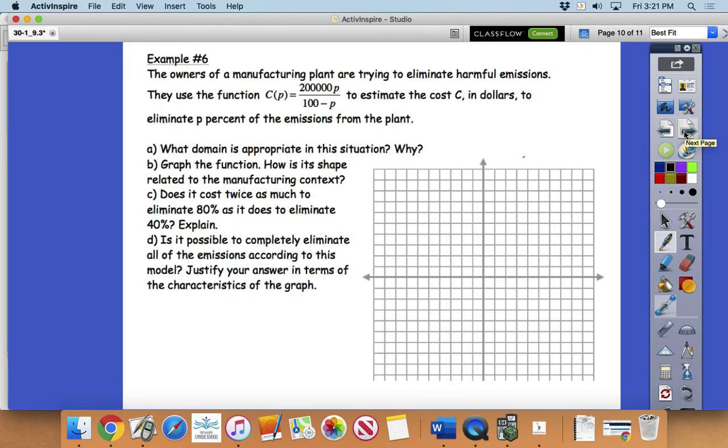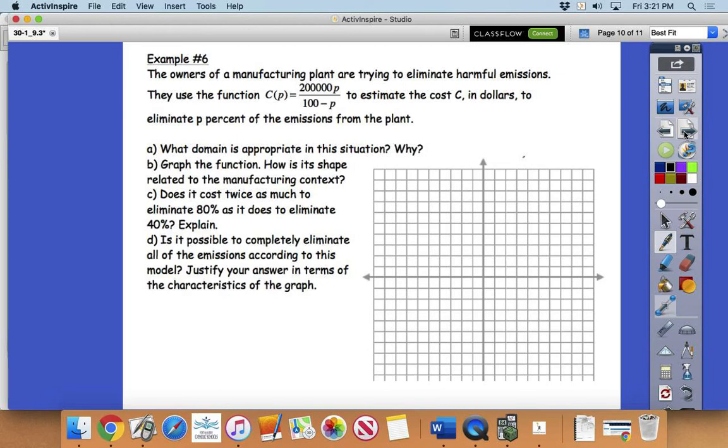Number 6. They're giving us: the owner of a manufacturing plant is trying to eliminate harmful emissions. They use the function 200,000P over 100 minus P to estimate the cost in dollars to eliminate P% of the emissions from the plant. What domain is appropriate for this situation and why?